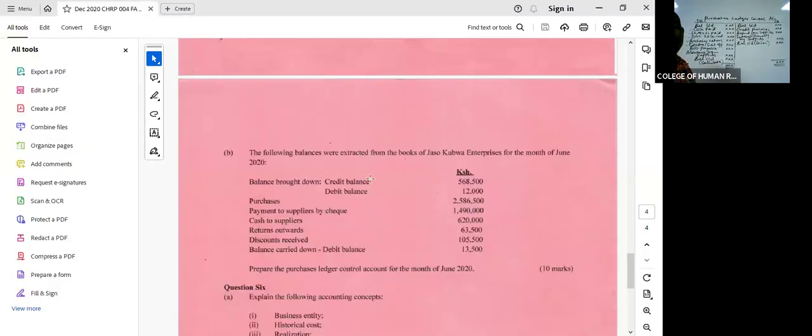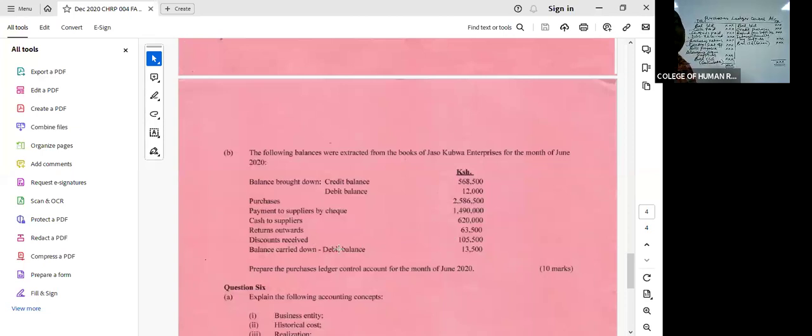So in this question, you are given the balance brought down, the debit and the credit. And I've told you for the opening balance, you put them the way they are. So the credit, which should always be there, is going to be more because it is a liability account, and then the debit is 12,000. These purchases are credit purchases, you put them on the credit. Payment to suppliers by check, you debit. Cash paid to suppliers, you debit. Return outwards is the same as purchases returns, you debit. Discount received, you debit.